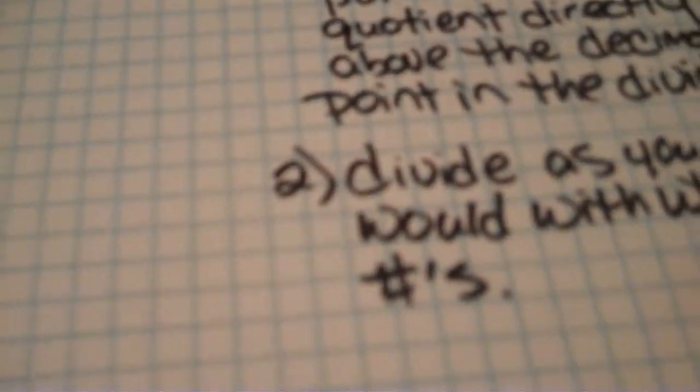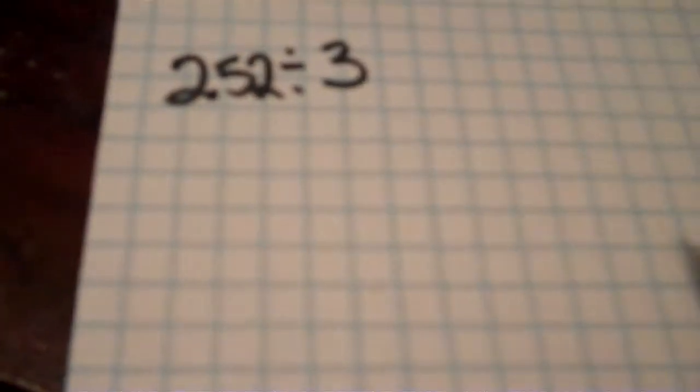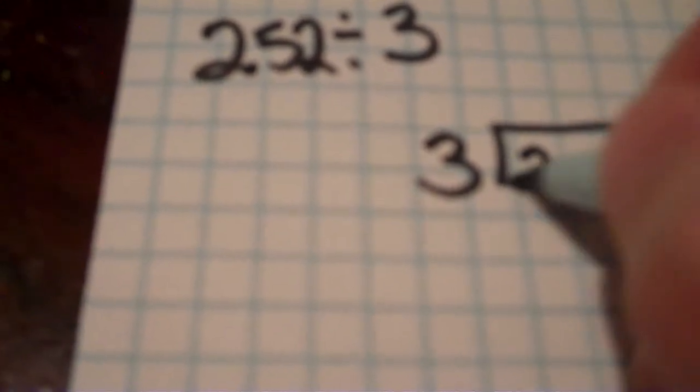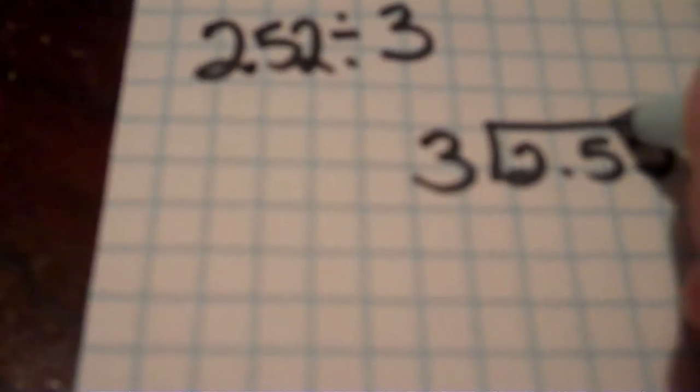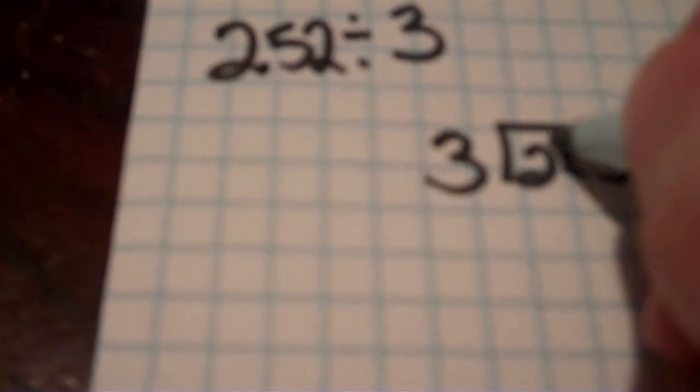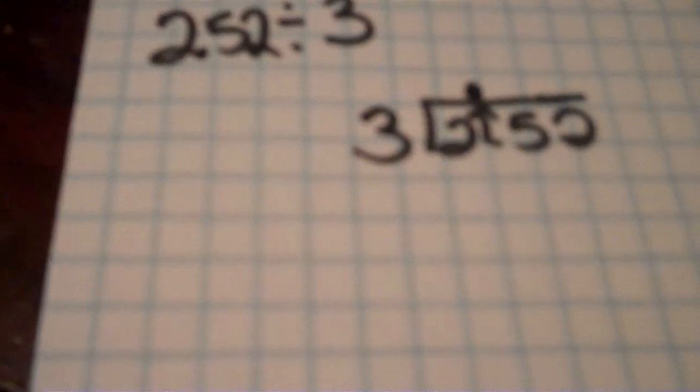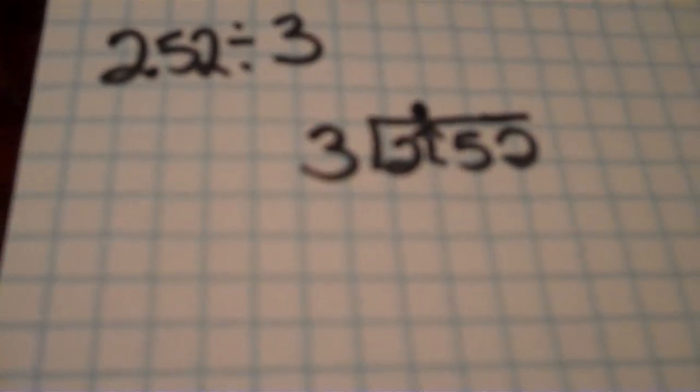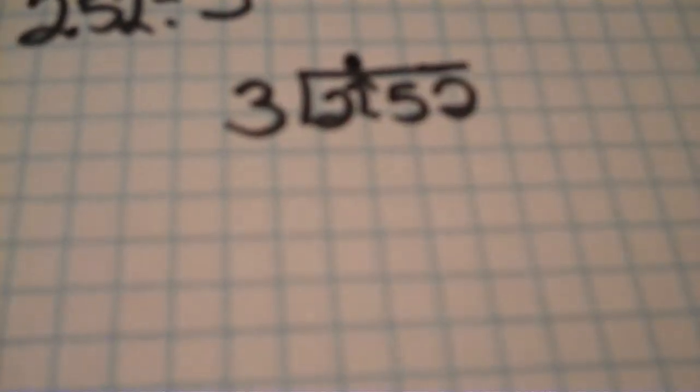Let's look at an example. 3 divided into 2 and 52 hundredths. There's my decimal point. 3 is my divisor, 2 and 52 hundredths is my dividend. So I'm going to put 3 into 2 and 52 hundredths. Bring my decimal point straight up above the decimal point in the dividend. Now I'm going to just divide like I normally would.